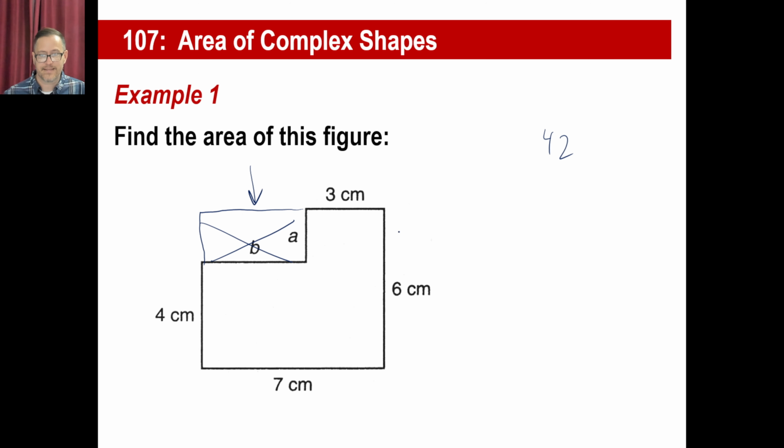Well, this is 6 here. This is 4 there. So this part right here must be 2. We already figured out this is 7 all the way. That's 3 all the way. So this part here must be 4. Well, if this is 4 by 2, this part's 8, right? 42 minus 8. You want to take a wild guess about what? Yeah, okay, 34.